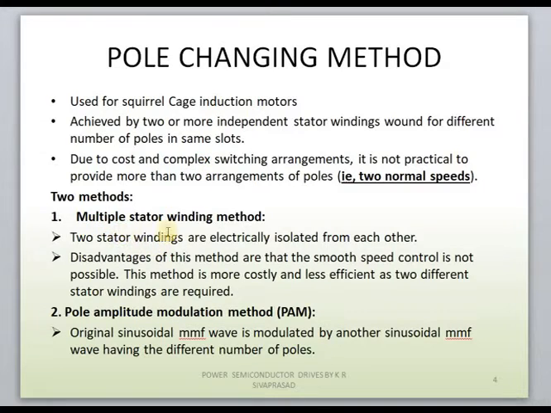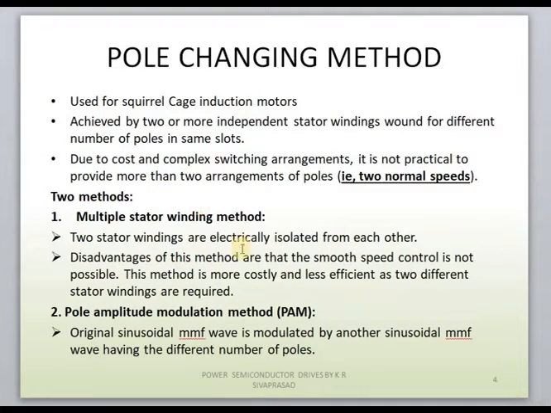That is multiple stator windings. We are using two types of stator windings, two stator windings which are electrically isolated from each other. At a time, only one stator winding acts. And next, based on these, there are a lot of disadvantages also.